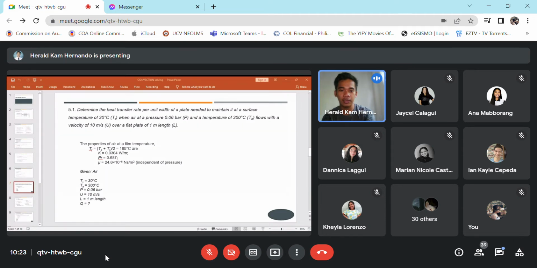Sample problem on convective heat transfer: find the heat transfer needed to maintain a surface temperature of 30 degrees Celsius when air at a pressure of 0.06 bar and a temperature of 300 degrees Celsius flows with a velocity of 10 meters per second over a flat plate of 1 meter length. So we have a velocity and a pressure. This is a forced convection, since it has an induced velocity.